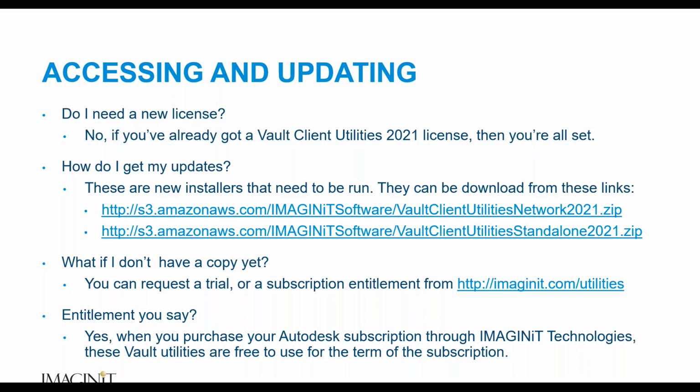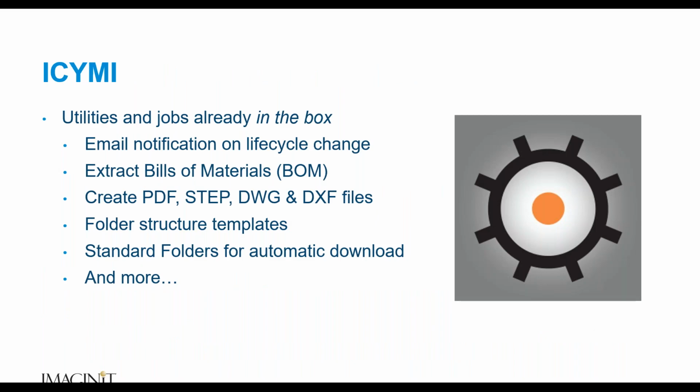So those are some of the basic questions we might have seen. And again, just some of the other things for those folks that have not yet used our utilities. Some of the other things that are in the box, we have email notifications and lifecycle change. So we can send out emails to people on the shop floor when something's released. We can pull out an Inventor bill of material into an Excel sheet. So maybe we could send that off to our purchasing compadres who will take that bill of material and get it all ordered.